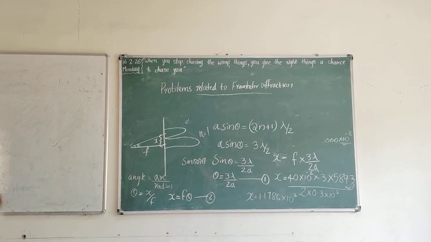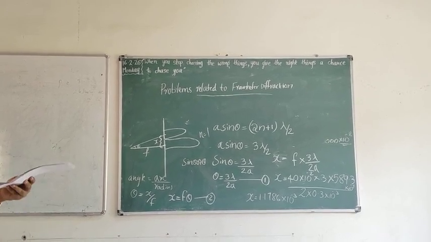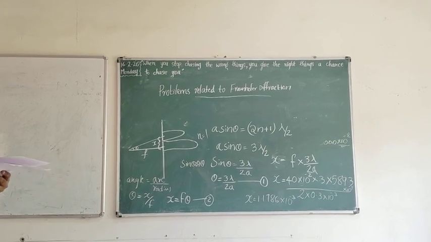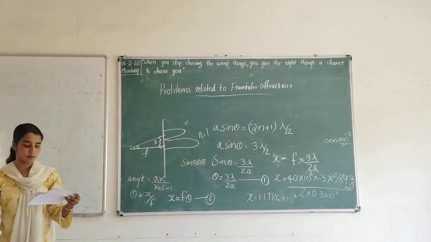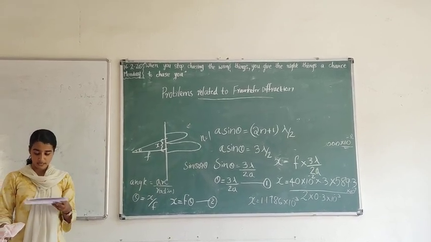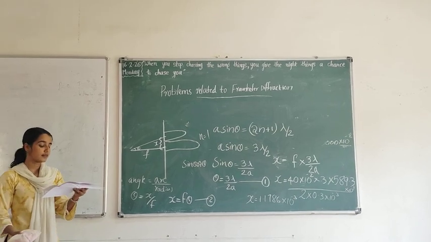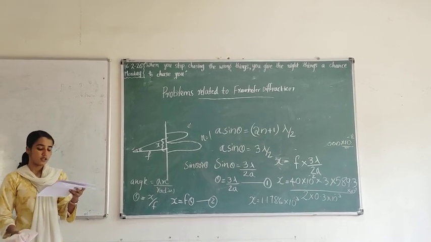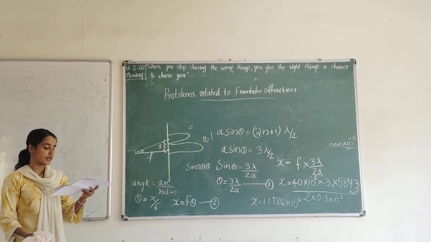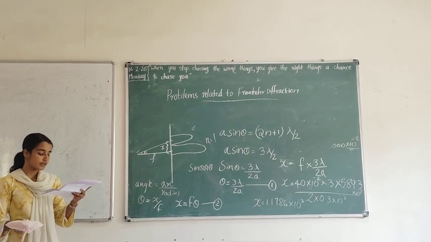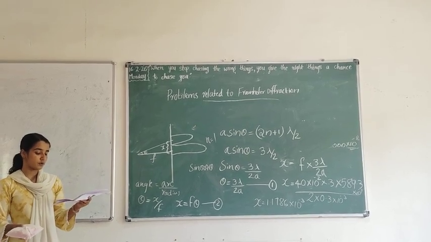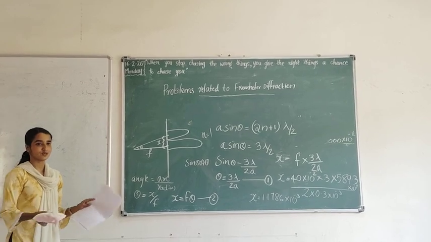Now we are moving to the fourth problem. That is, in a double slit experiment, a slit separation is 0.3 millimeter and monochromatic light of wavelength 600 nanometer is used. If a bright fringe is observed at an angle of 0.002 radian, find the order of the maximum corresponding to this fringe. That is the question.